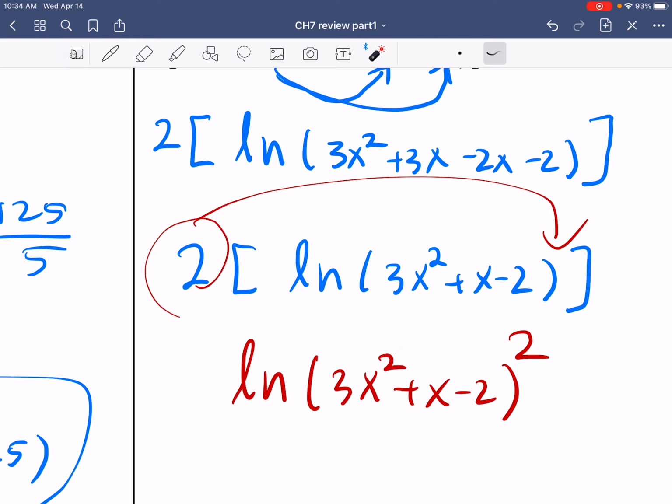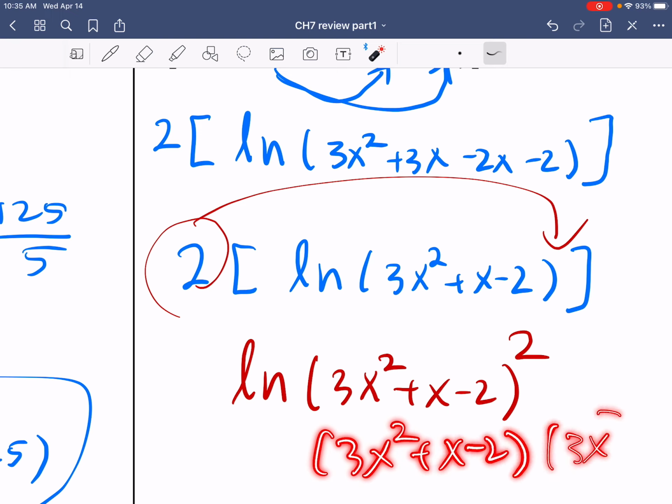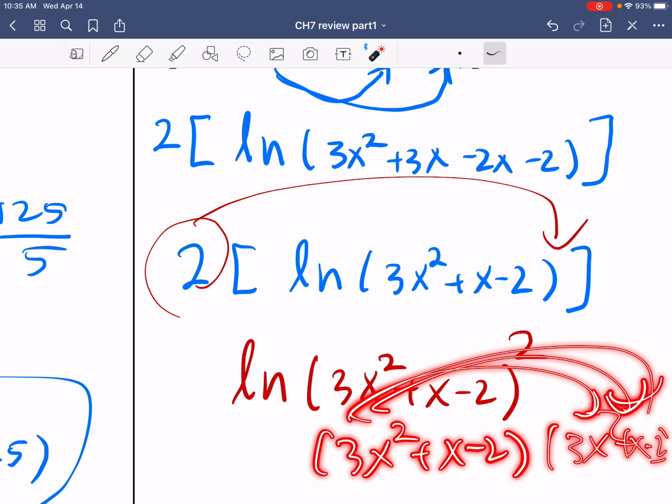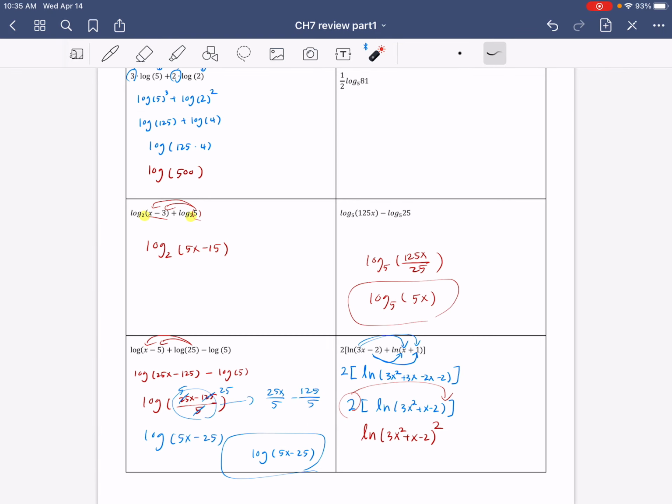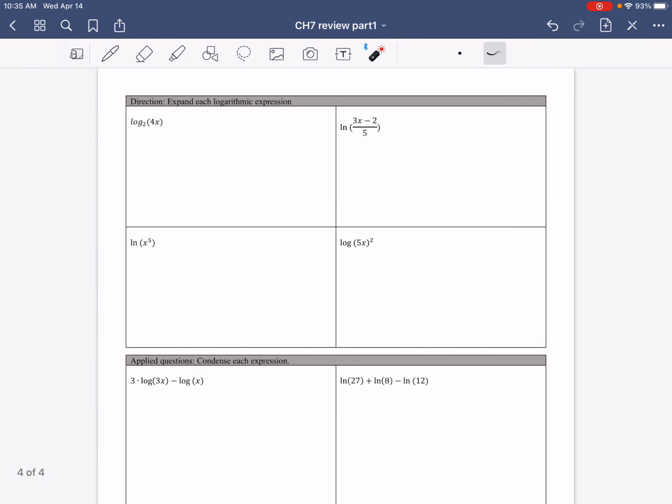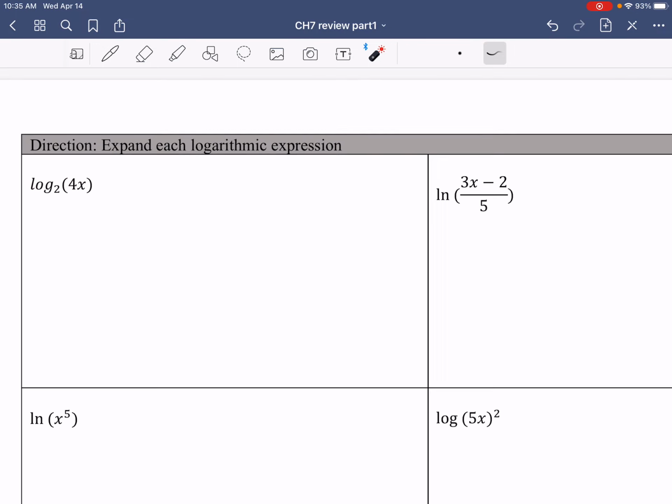Which means if you actually want to apply this, you have to put 3x squared plus x minus 2 times 3x squared plus x minus 2. And then you've got to do it for all three of them, which will take forever. So I don't expect you to do this. So here, last part. Let's expand, okay?